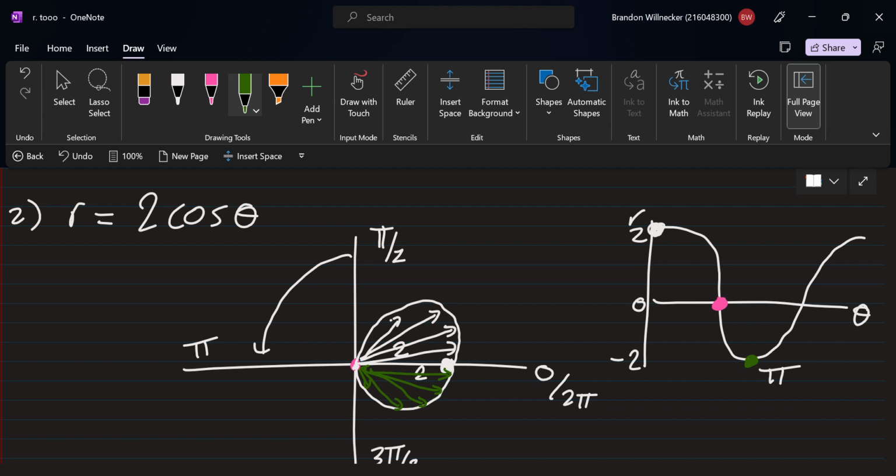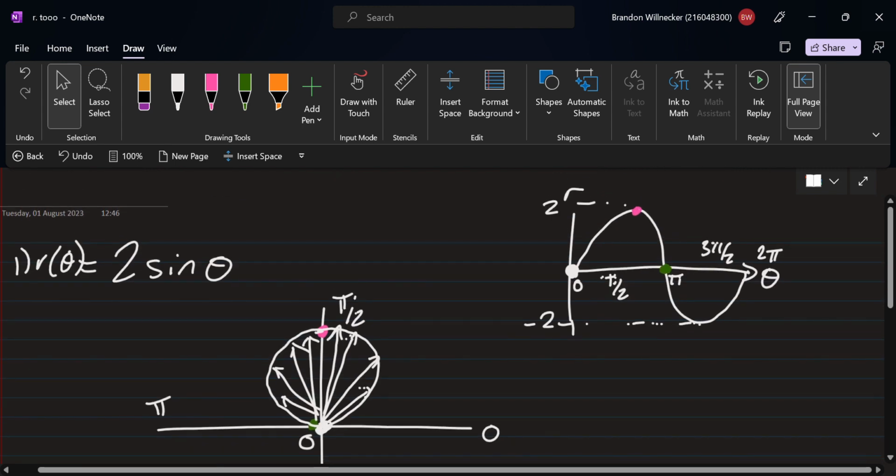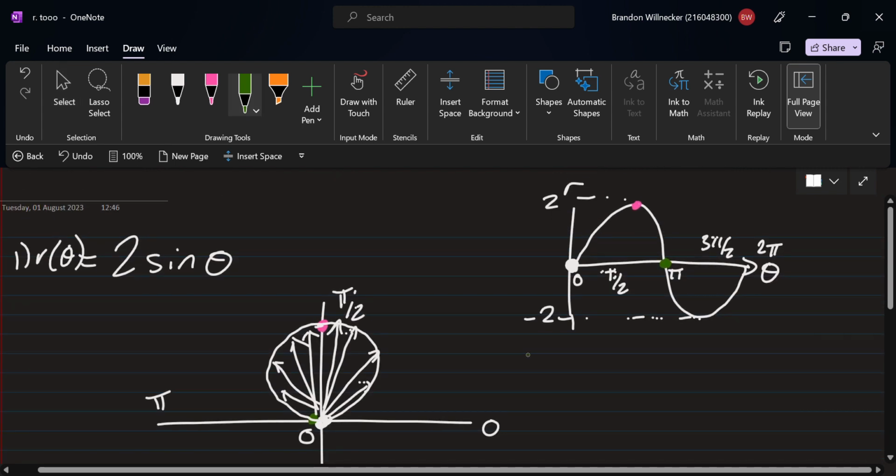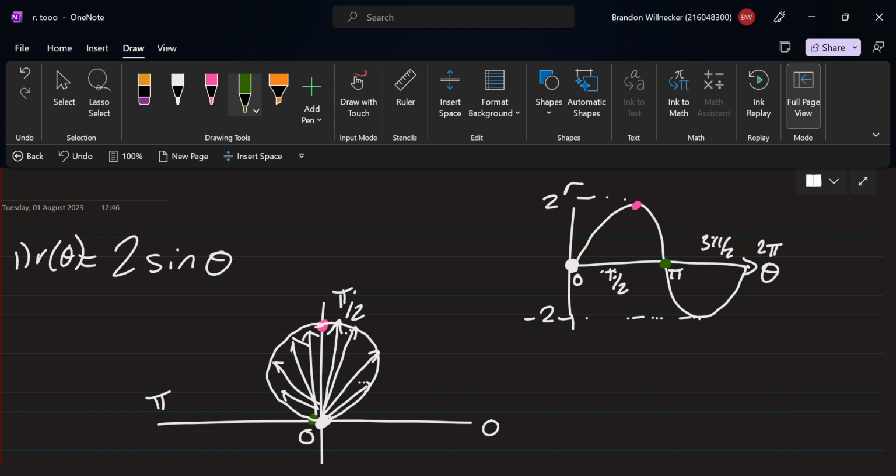So from pi to 2 pi, the shape is going to be drawn again. So we end up drawing it over again, like we had here. We see that from pi to 2 pi, we're drawing the same shape again, but just in the other quadrant. So it looks exactly the same like that.